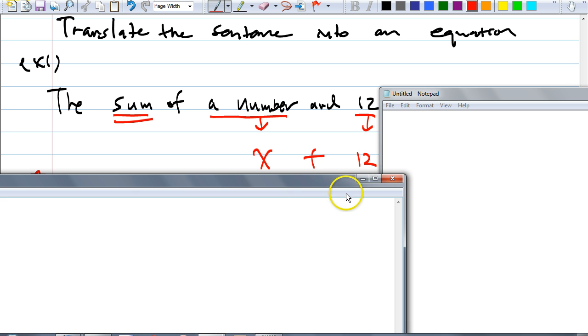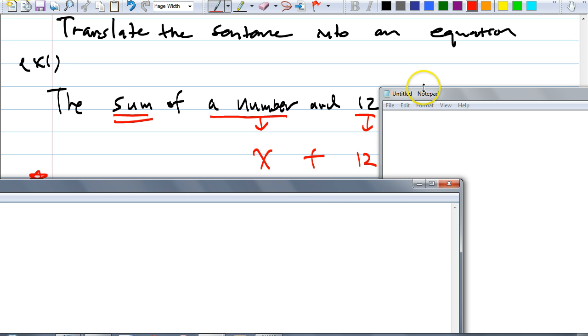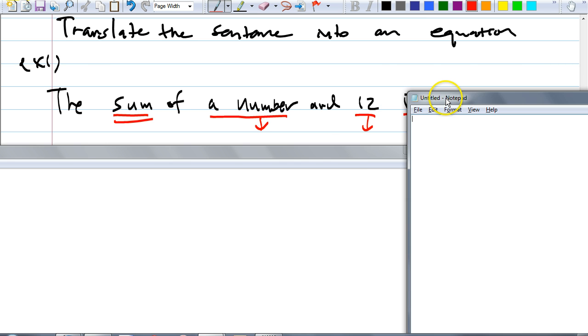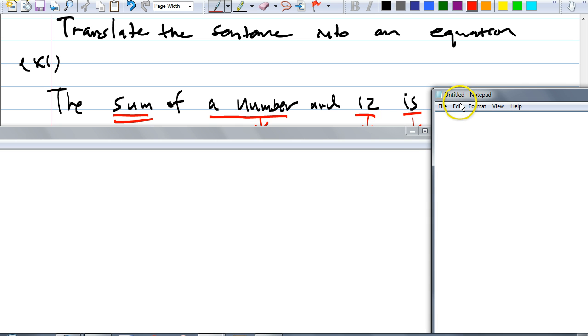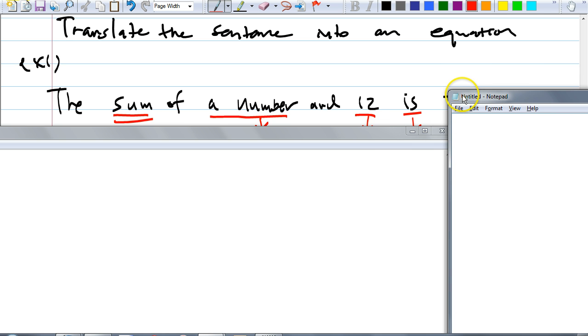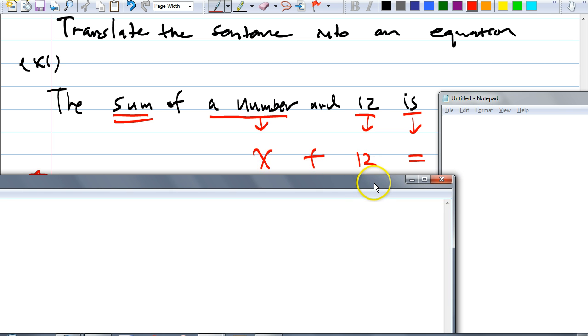And what does "is" mean in math, guys? Anybody? This is sort of obvious. The sum of a number and 12 is. "Is" means equals. Exactly right. That's how we get an equation. By the way, do I have an equation right now? No. I just have an expression and an equal sign, that's all.